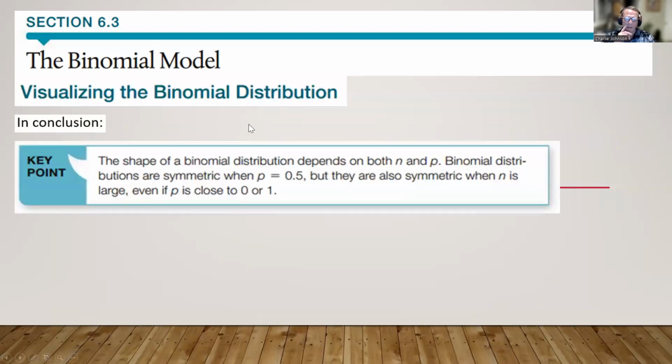So in conclusion, the summary of this video: the shape of a binomial distribution depends on both the values of n and p. Binomial distributions are symmetric when p equals 0.5, but they're also symmetric when n is large, even if p is close to 0 or 1. And this concludes this video on the binomial model, visualizing the binomial distribution and how that distribution is dependent on the values of n and p.